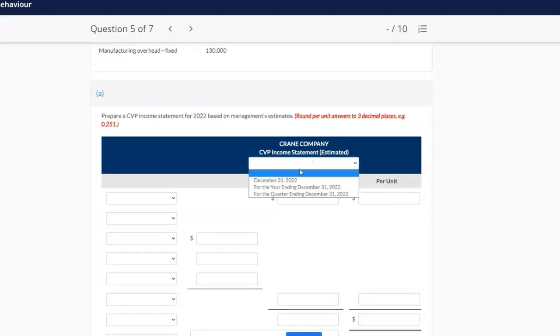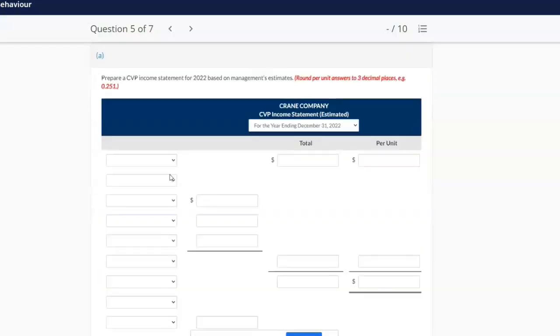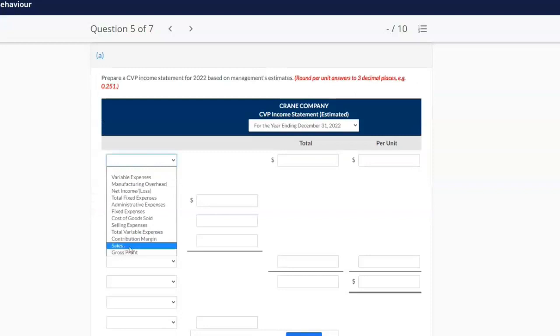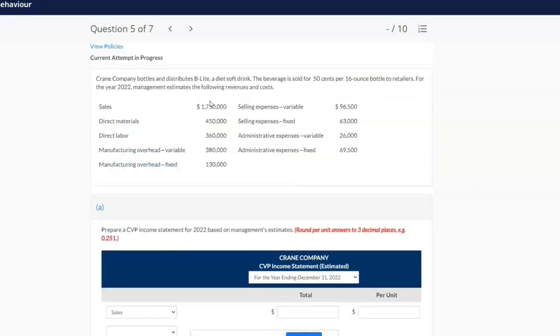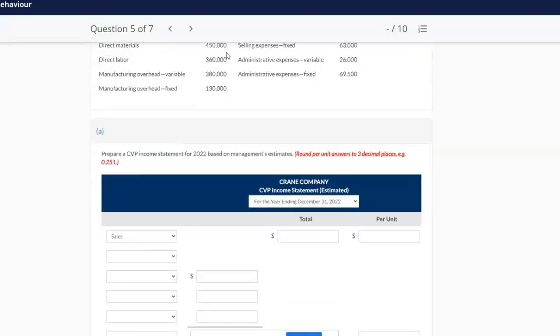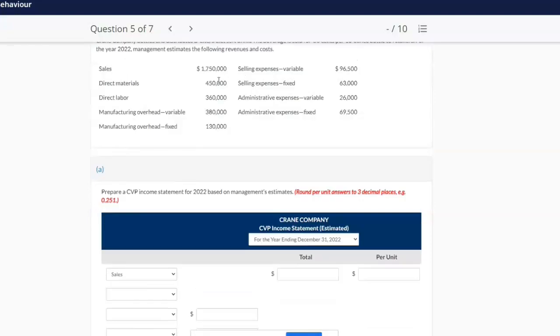It says for the year ended 2022. So we start with sales. Sales is 1,750,000.